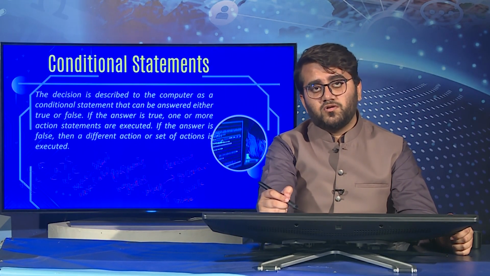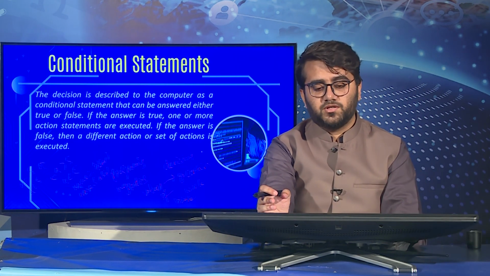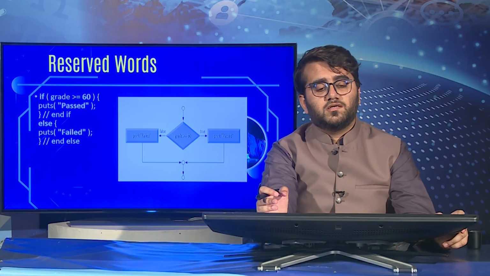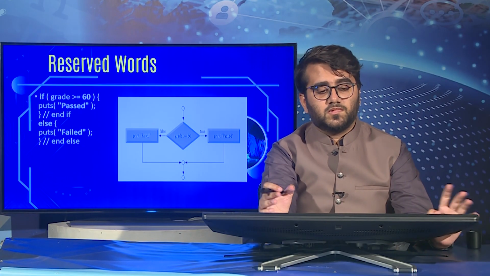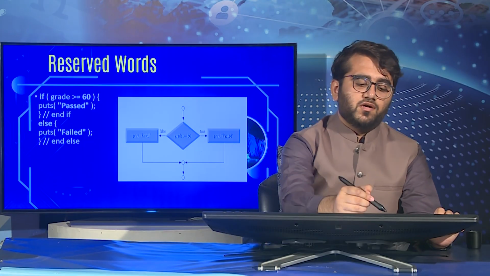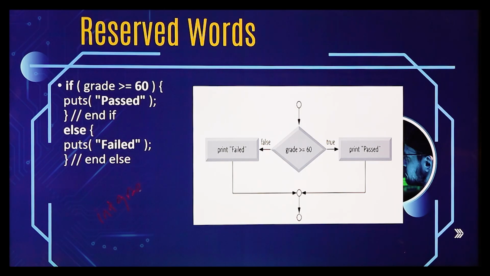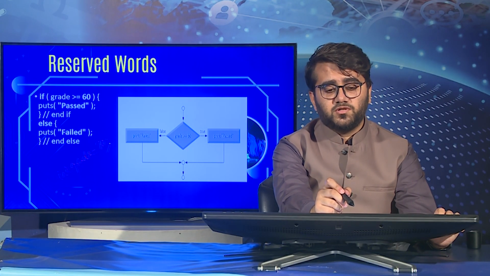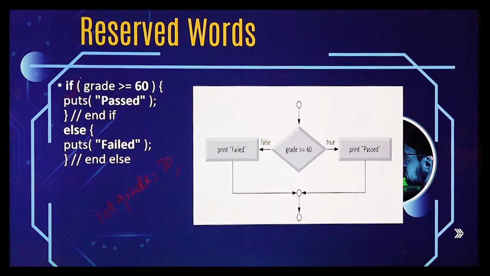If the answer is true, one or more statements would be executed. If the answer is false, another set of statements would be executed. So here we have a flow chart as well as the code attached with it. Suppose we had a variable named grade and we declared it to be 70. So how will we use a conditional statement on it? We will use the keyword if, and then we would pass it the value of grade and check it against 60. If the value is greater than 60, then that person would be passed.